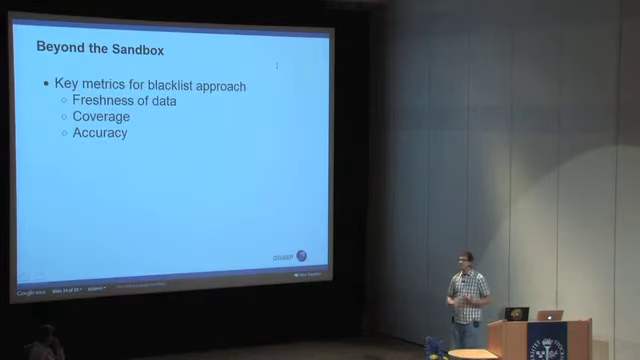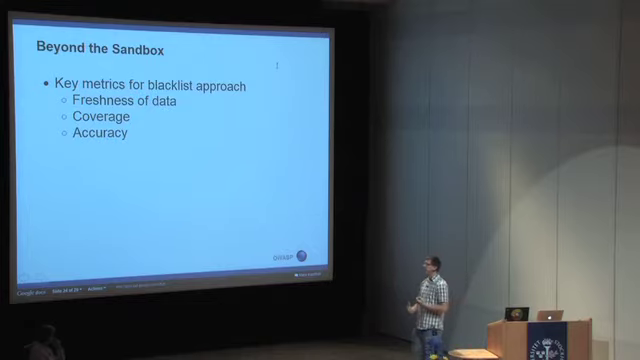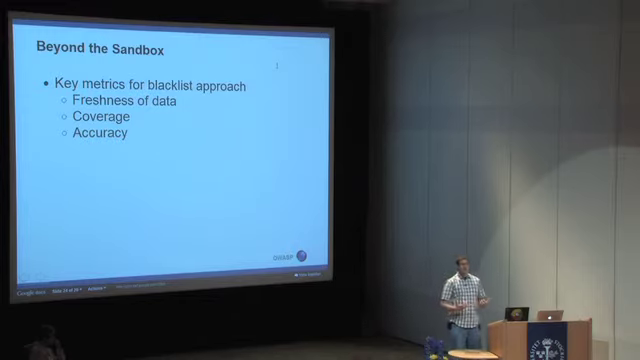So how do you measure the success of a blacklist approach? We know we're not going to cover everything. There's 3 main metrics that we need to look at. The first one is the freshness of data. Obviously, we have to find out about the attack, and we have to get that information to users. How long is that time delay? The second is coverage. There are a number of attacks out there. We're not going to cover all of them.